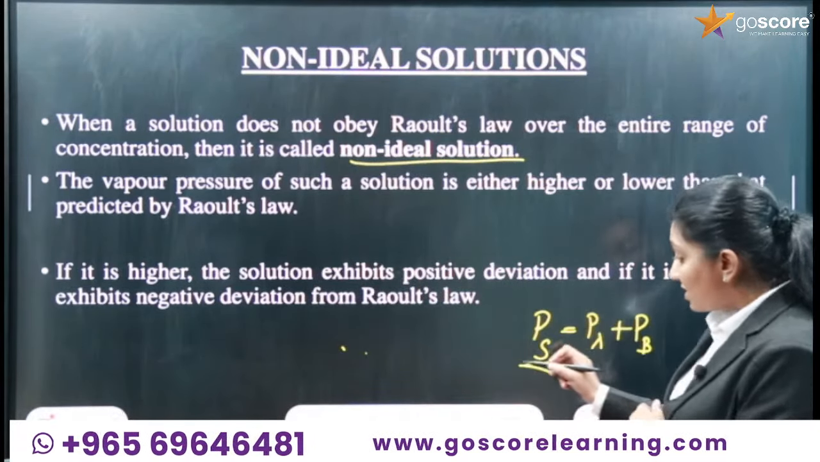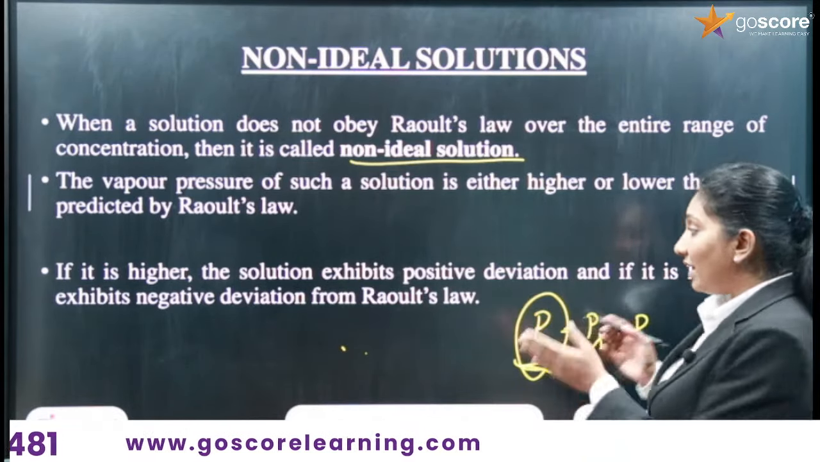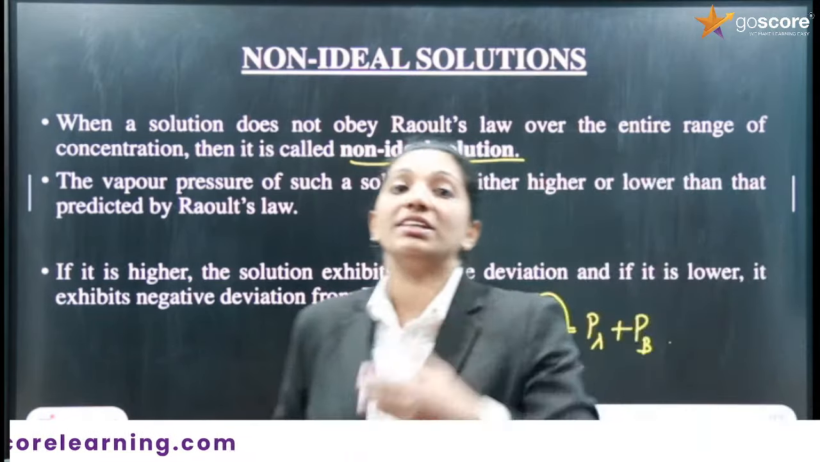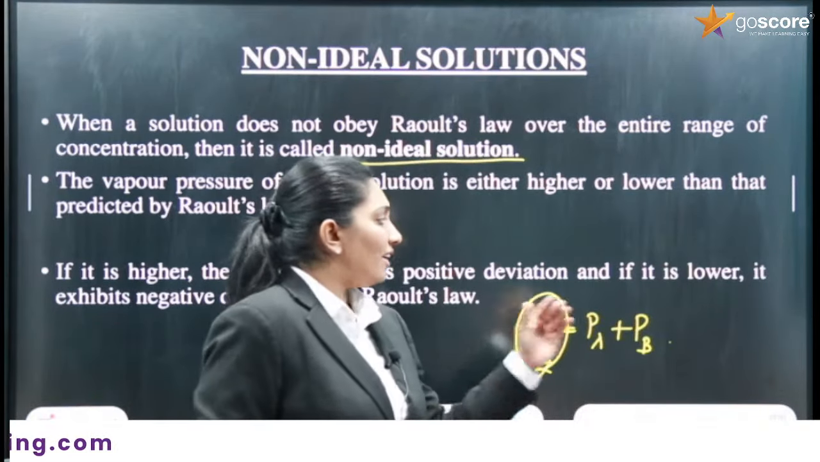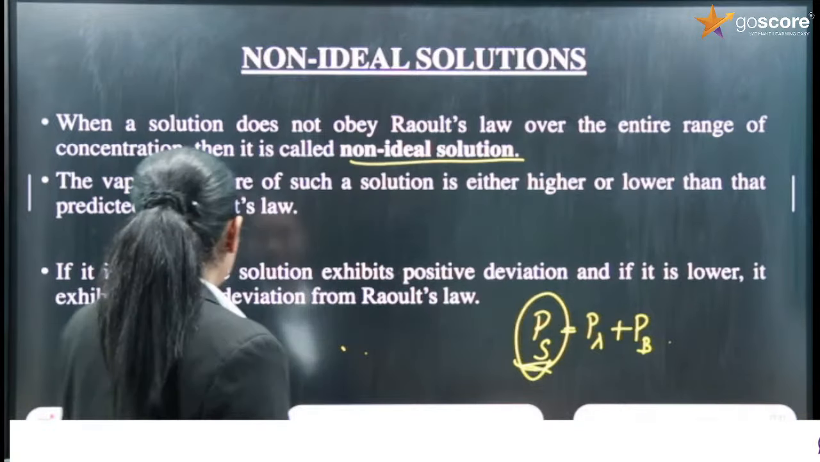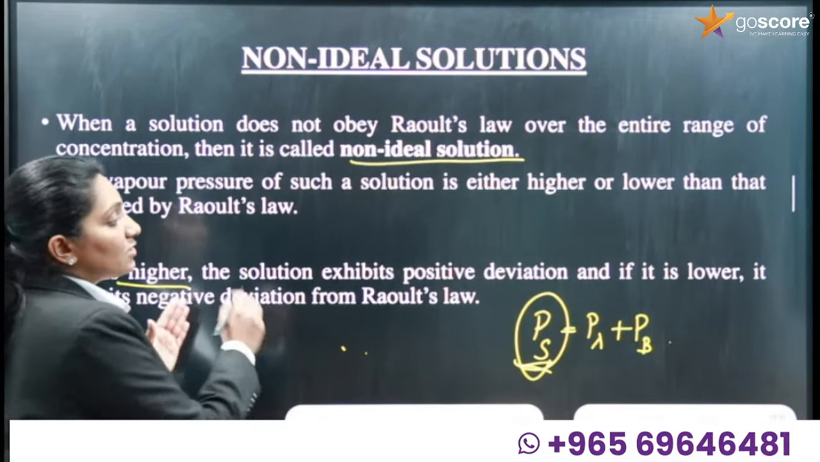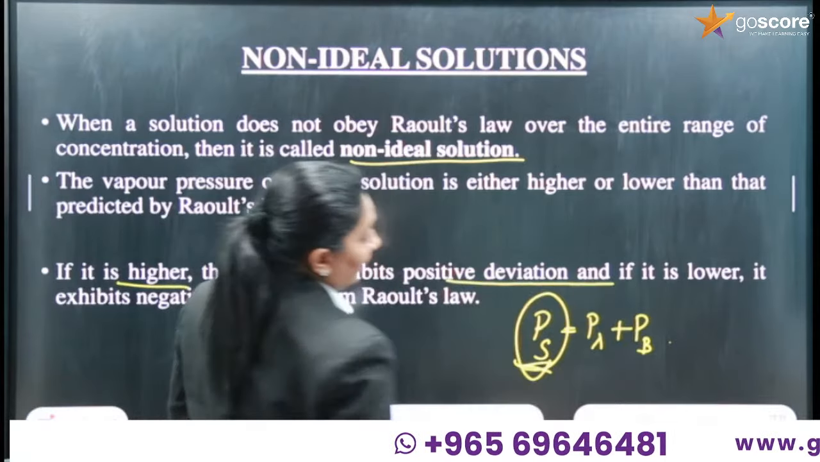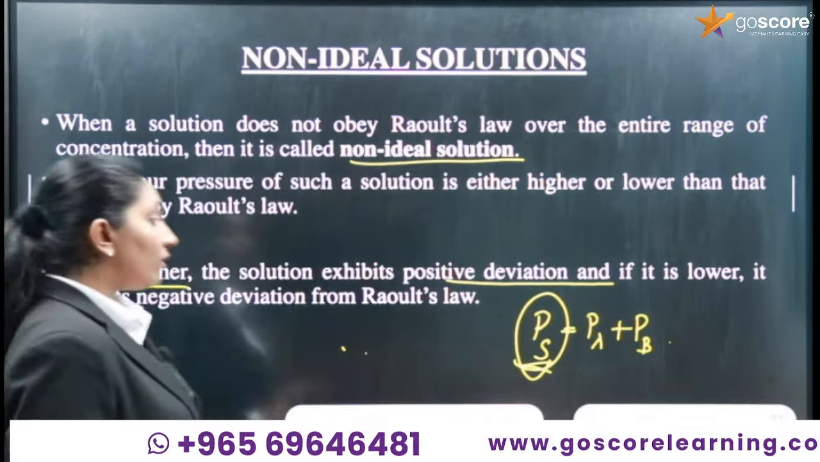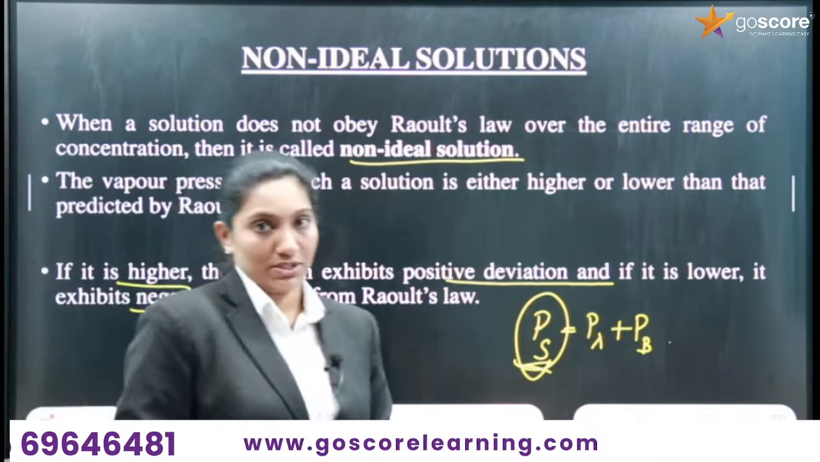So, if the total vapor pressure of the solution is higher than the sum of the individual components, that is what we call positive deviation from Raoult's law. And if it is lower, then it is called negative deviation. If the vapor pressure of the solution is higher, the solution exhibits a positive deviation, and if the total vapor pressure is a lower value, then it exhibits a negative deviation from Raoult's law.